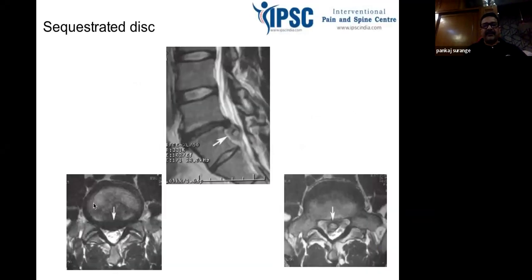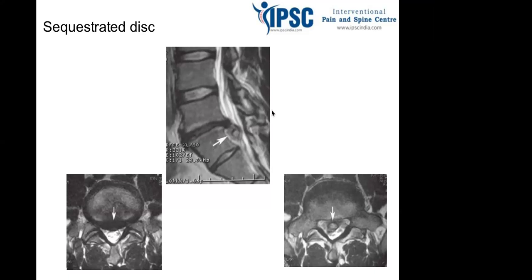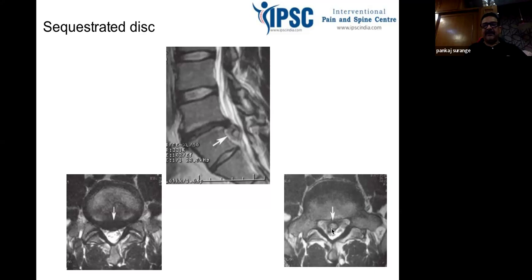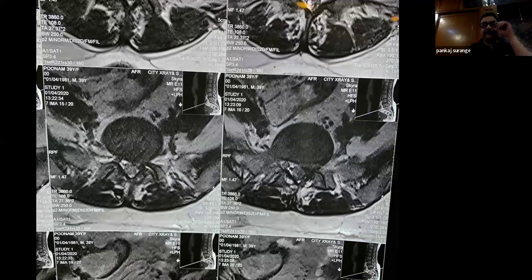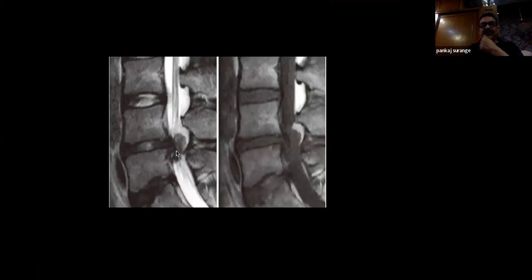Sequestrated disc, if you take a section from here at this level, it will look like a diffuse disc bulge, contained disc herniation. But when you take a section from the lower part, we can see there's a big fragment lying at the vertebral body level, S1 vertebral body level. This is the herniation which has gone to the posterior epidural space. It has migrated posteriorly. Okay.